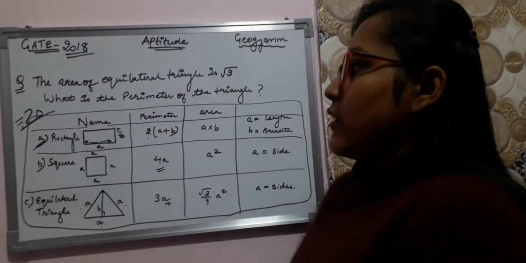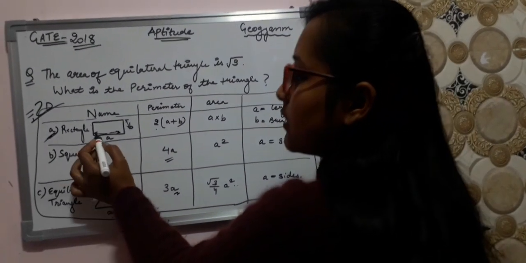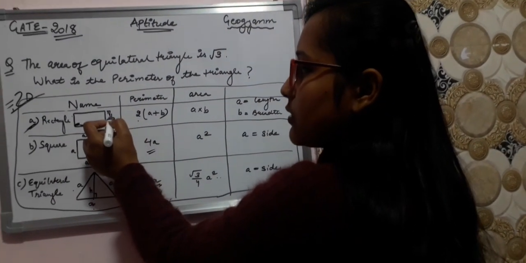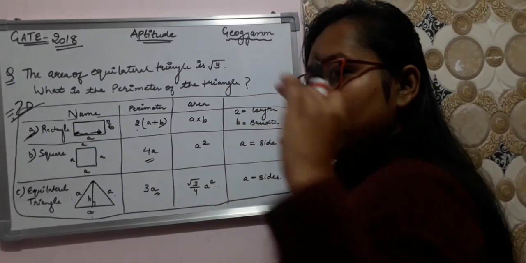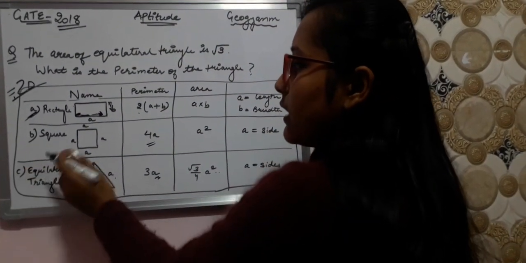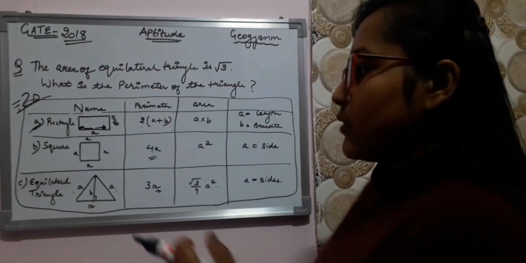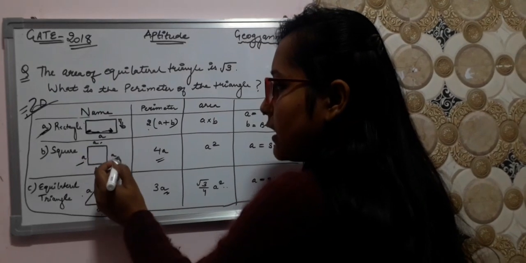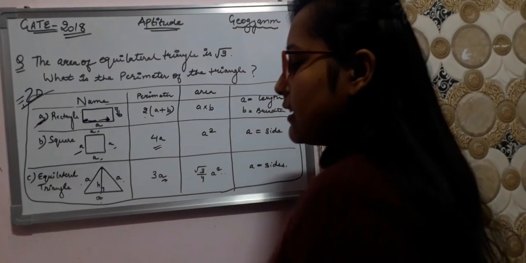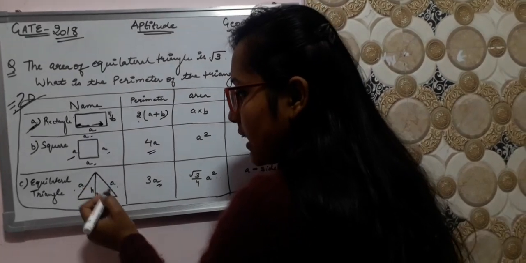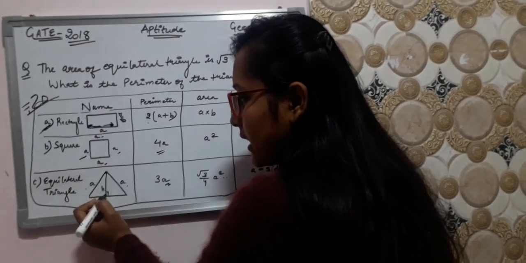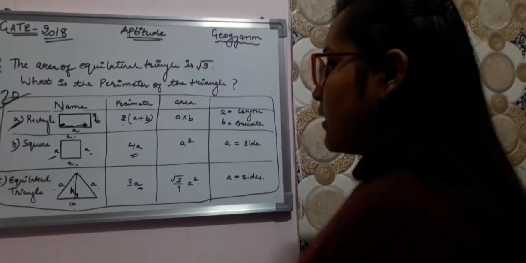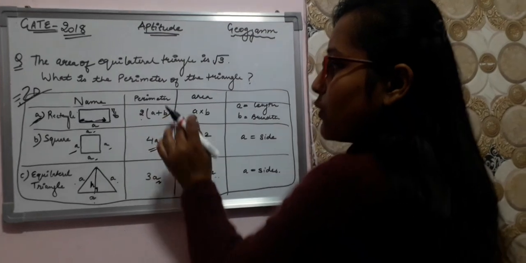For a rectangle, the length is denoted by a and b denotes the breadth of the rectangle, which is the thickness. For a square, I have written a on all the sides. We all know that a square has equal sides, which is denoted by a. For an equilateral triangle, I have shown the sides, and this 90-degree edge is shown as the height of the triangle.